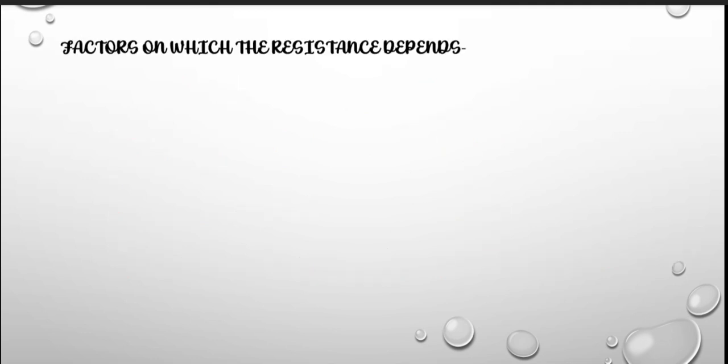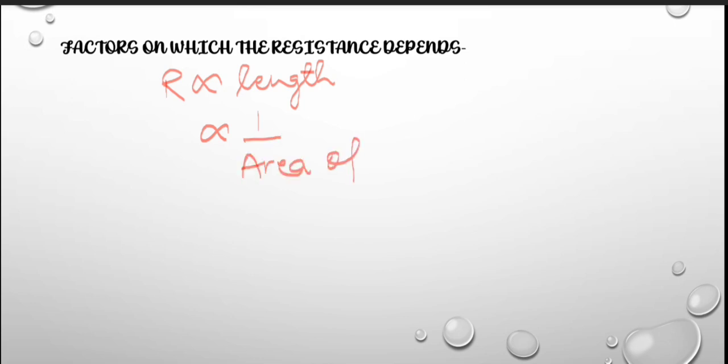Now, what are the factors on which the resistance of any conductor depends? The first thing: resistance is directly proportional to the length of the conductor. The second thing: it is inversely proportional to the area of cross section of the wire. More will be the area, less will be the resistance; less will be the area, more will be the resistance.